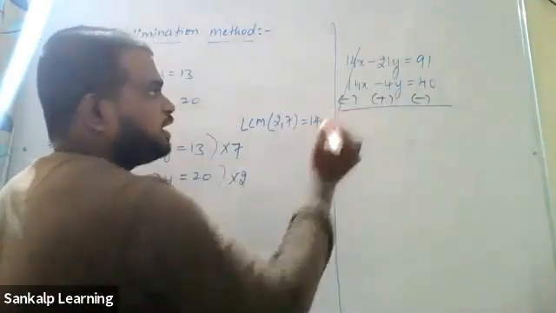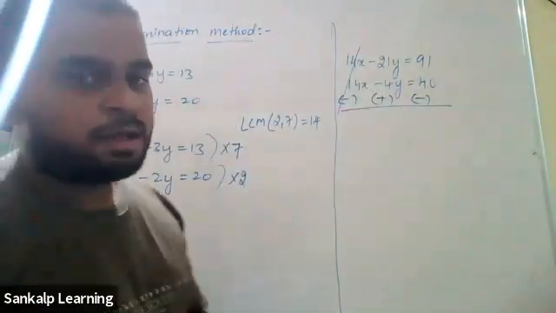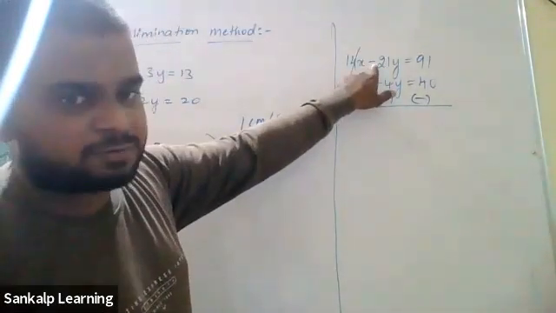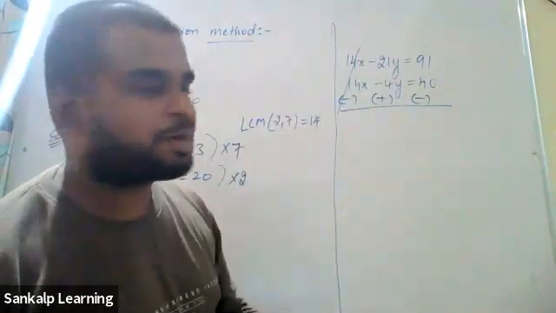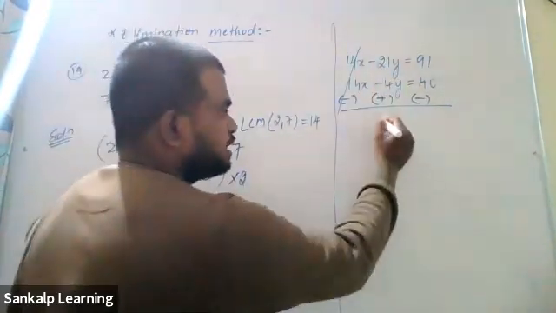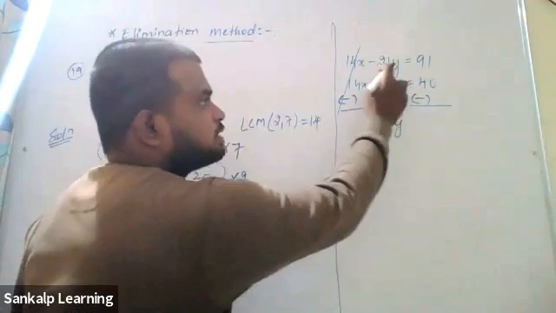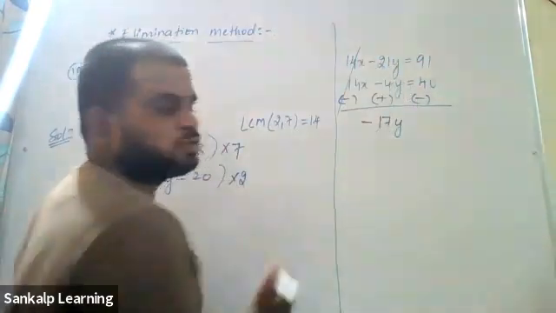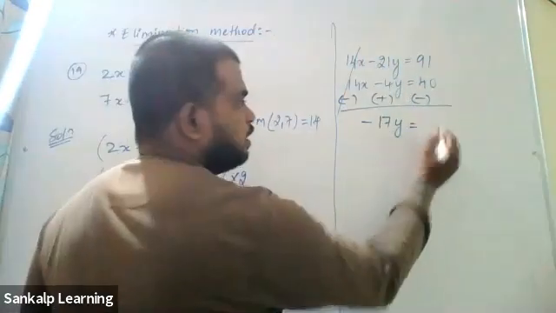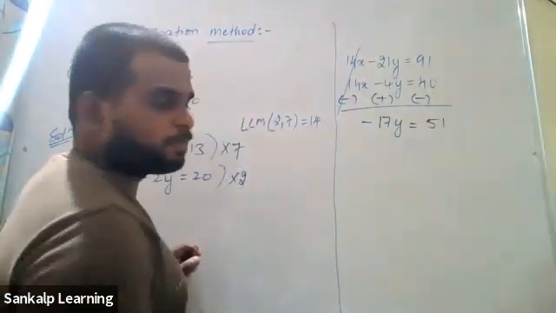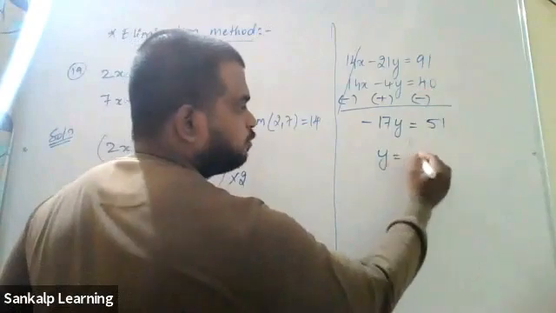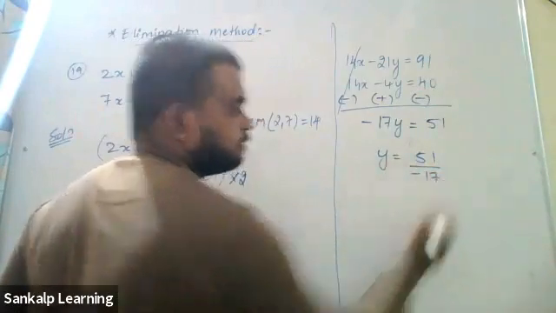So plus 14x minus 14x gets cancelled. Be careful. Here it is a negative sign. The new sign is positive. So both are different signs. You must subtract it. 21 minus 4 is 17. 21 is the bigger number. It has got the negative sign. So minus 17y equals 91 minus 40. 91 minus 40 is 51. Therefore, y is equal to 51 by minus 17.